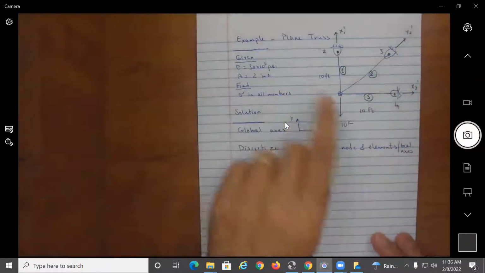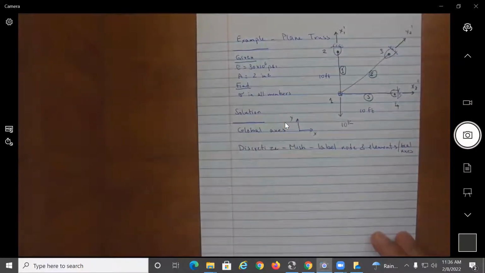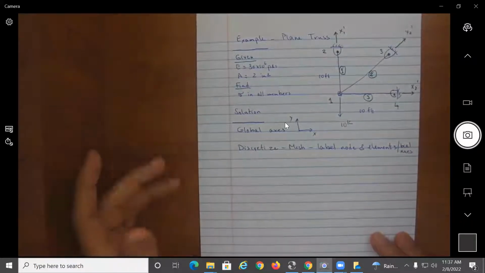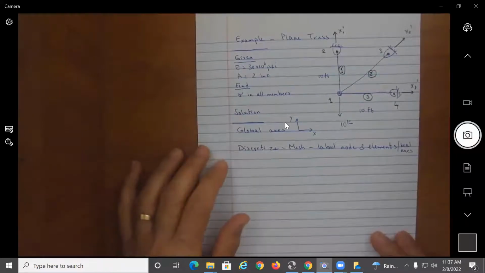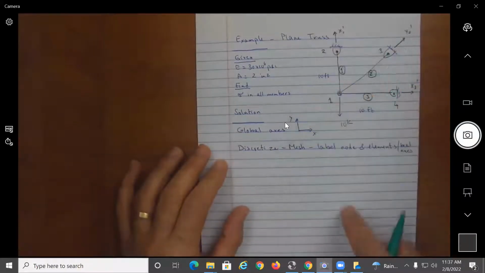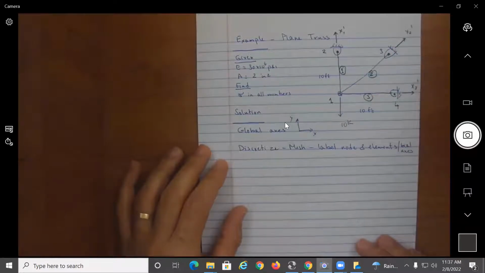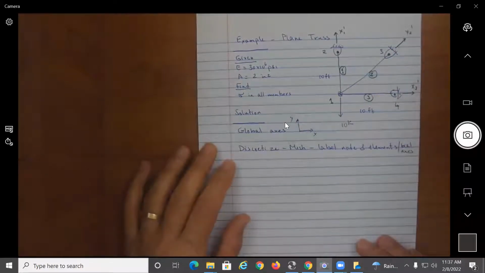Now, why is it important to identify the direction? Because when I write my element stiffness matrices, we have all these cosines and sines. So it would make a difference if this was going up versus going down. So it's not just a vertical member, but direction does matter.